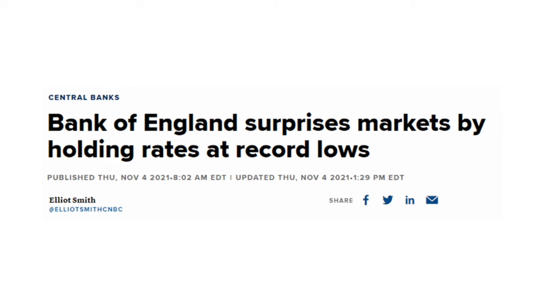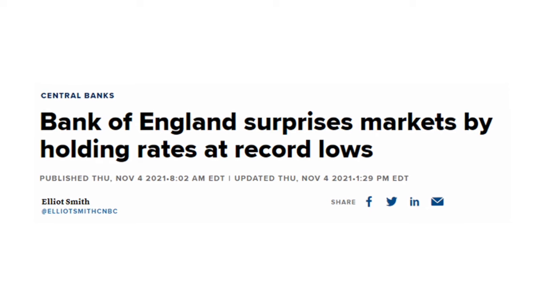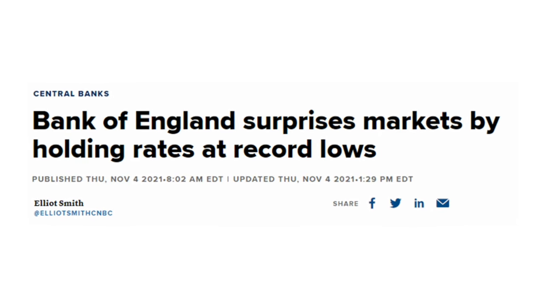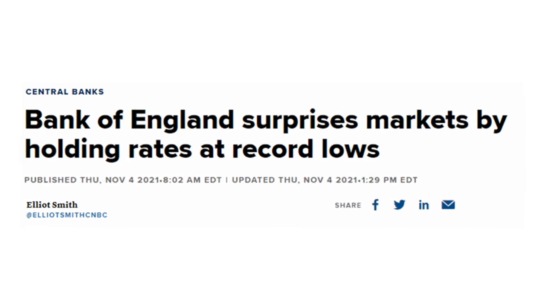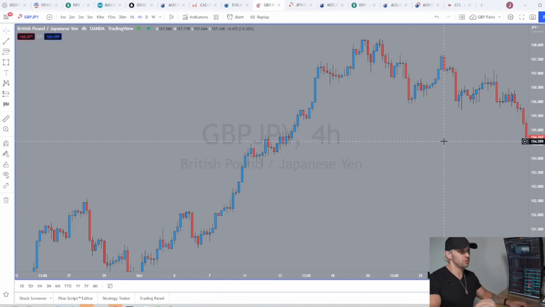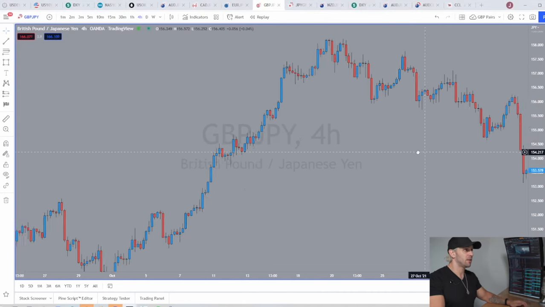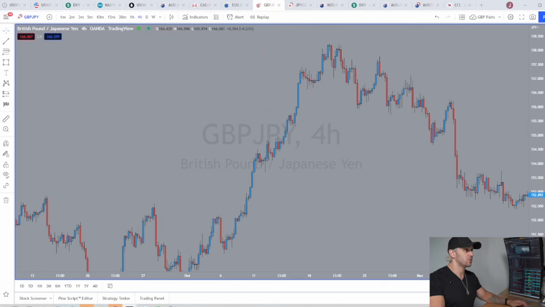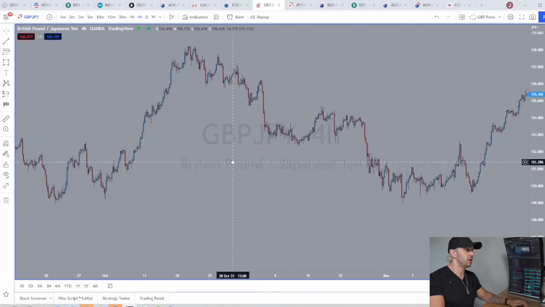So now it's November 4th and the rate decision comes. The Bank of England surprises markets by holding rates at record lows. They pushed against any rate hike and kept the rates at 0.1%. So this was November 4th, 2021. You can take a wild guess where that decision was if I zoom out a little bit on GJ, right?